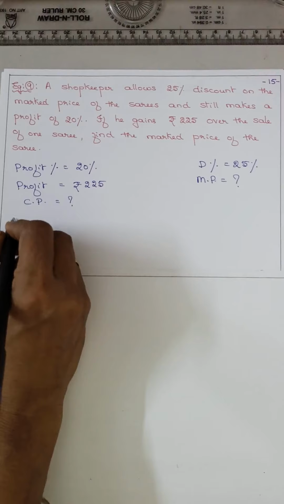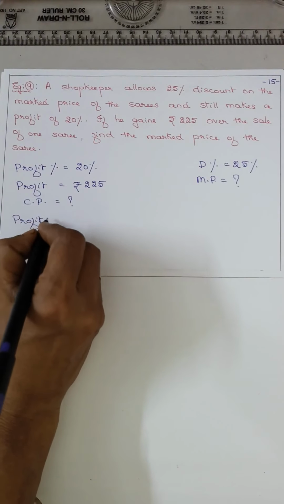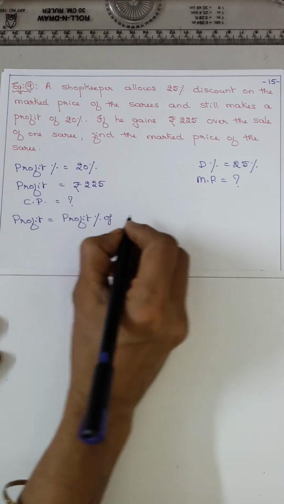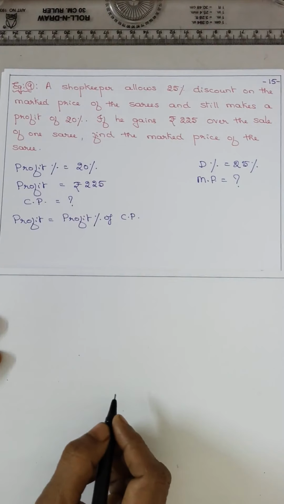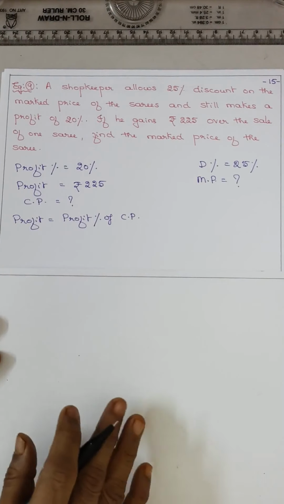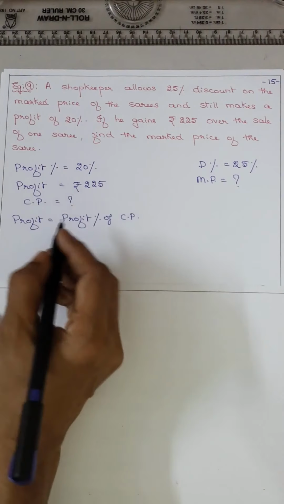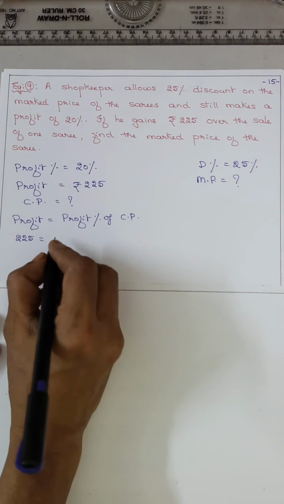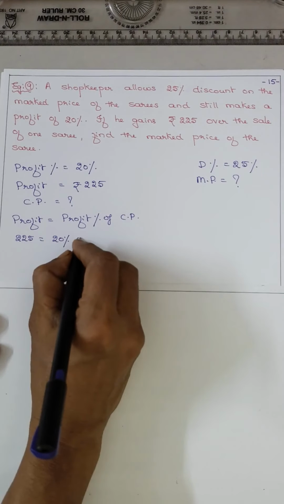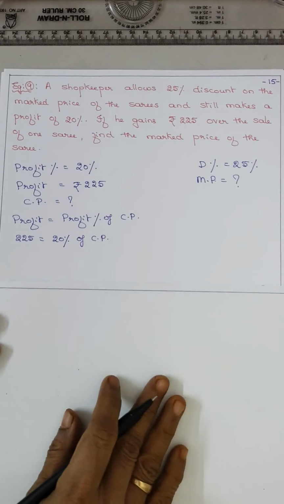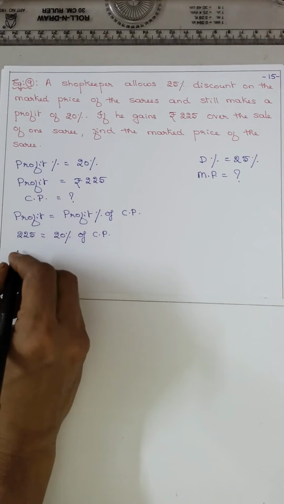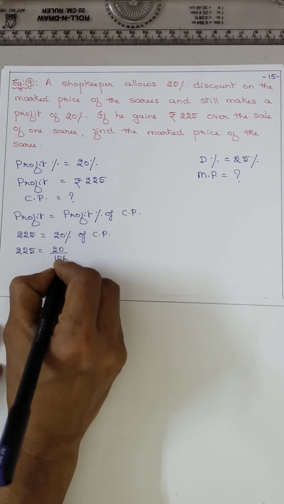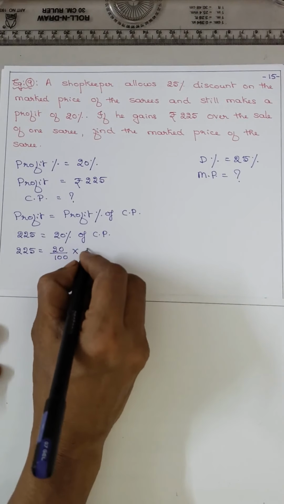So profit is equal to profit percent of CP. You know this. Profit is equal to profit percent of CP. Profit, how much it is given? 225. Profit percent is how much? 20% of CP. Okay. So 225 is equal to 20 upon 100 multiply CP.